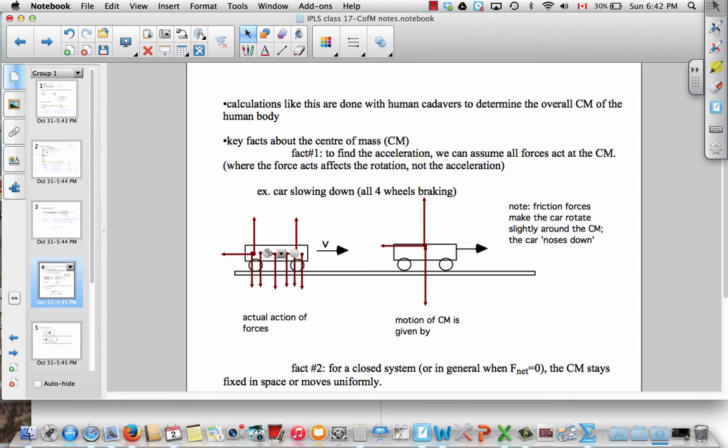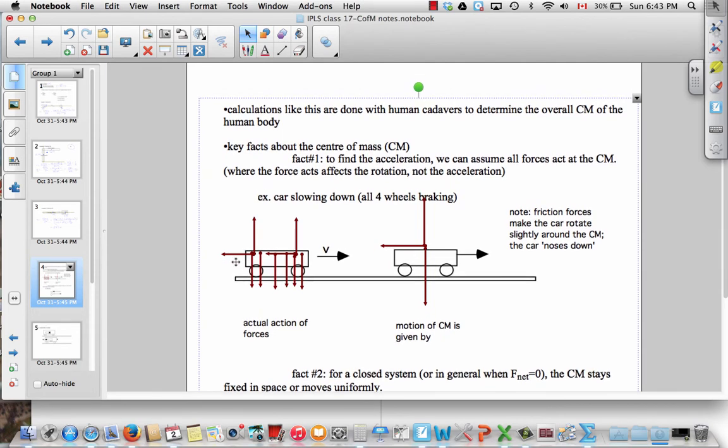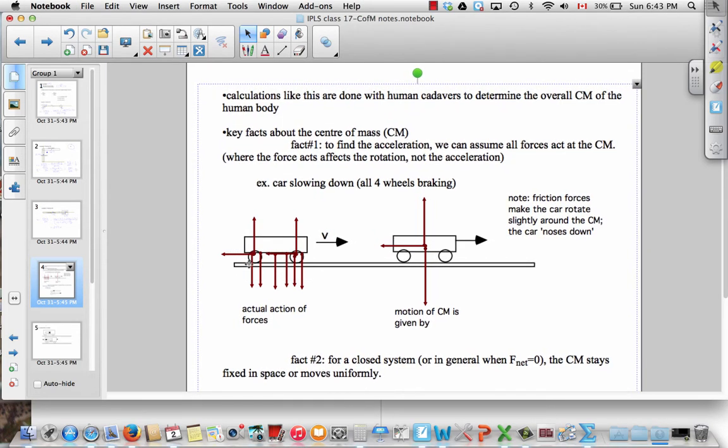Now, of course, when you do that, after you found the acceleration, doing this is fine for finding the acceleration, but it is not sufficient for analyzing the full motion of the object. For instance, you miss out on any possible rotation. And we know that if you jam on the brakes in a car, the friction forces will actually cause the car to rotate.